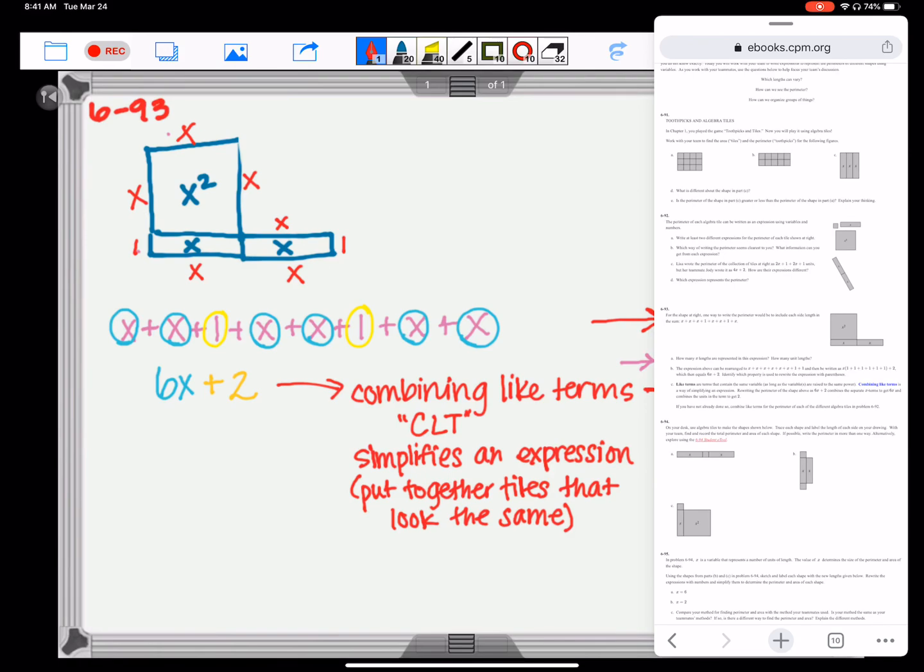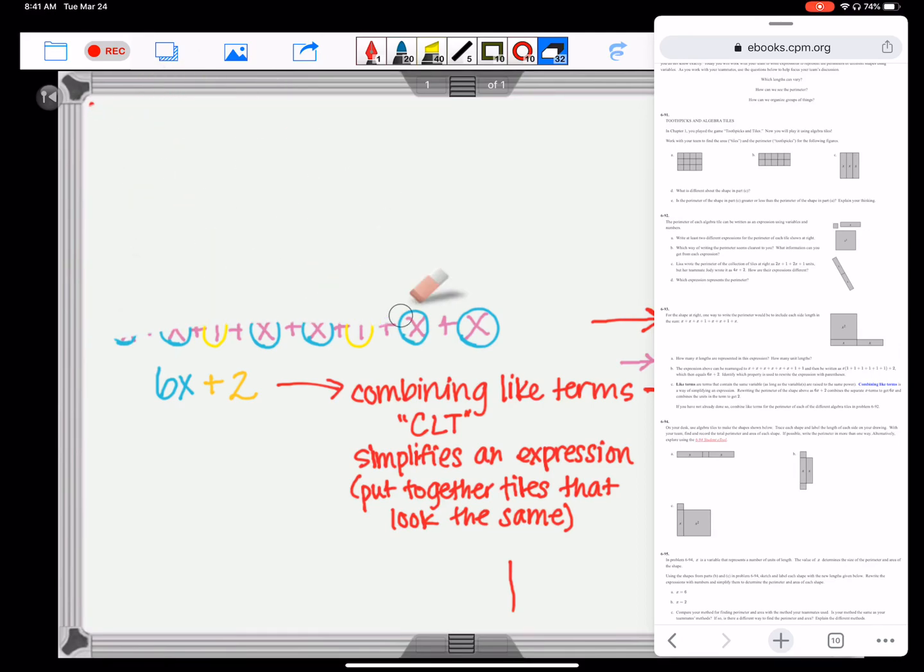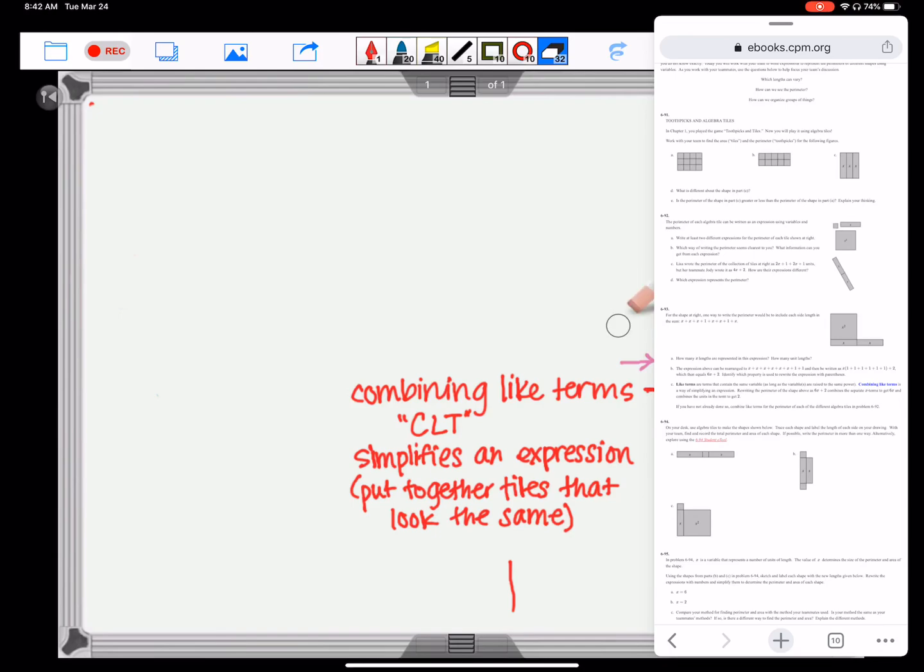6-94. So let me see. I'm going to erase this really quick. It can't be like my smartboard where I can just do like a circle, but my smartboard never worked anyway. And I'll leave up my vocab.